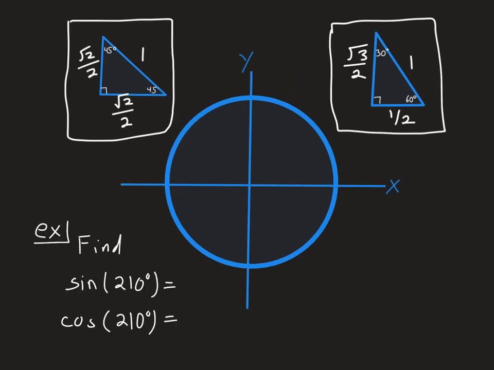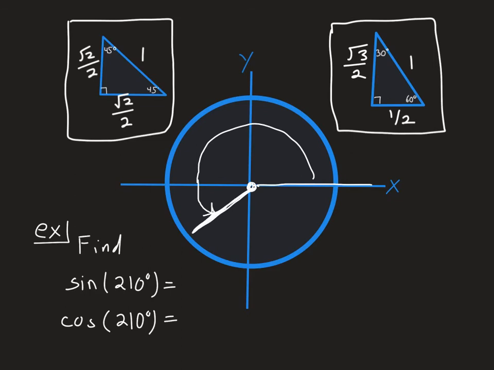Okay, another example here. This time I want to find the sine and the cosine of 210 degrees. So I know that I'm going to start from the positive direction on the x-axis and move in a counterclockwise direction, and I want to move 210 degrees. So here is 90 degrees, 180 degrees, and I've done 180 so far. I need to get to 210, so I am going to need to go another 30 degrees. So somewhere around right there.